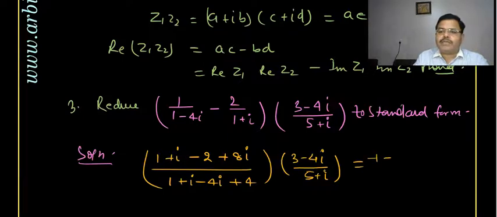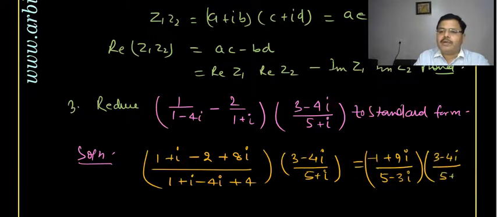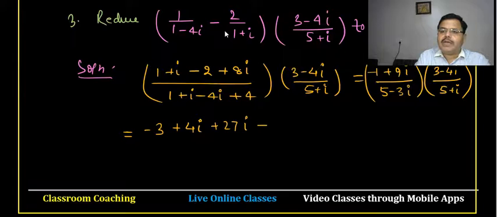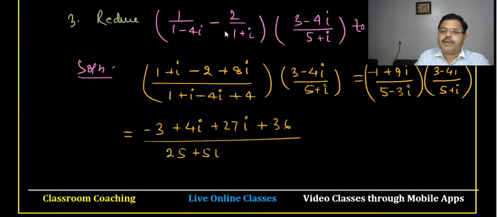1 minus 2 is minus 1, plus 9i, divided by 1 plus 4, 5 minus 3i, and multiply by the same thing, 3 minus 4i upon 5 plus i. So again we will multiply the same, and we will get it. The output will be minus 1 multiplied by 3 is minus 3, plus 4i; 9i multiplied by 3 is 27i, minus 9 times 4 is 36i squared, so it will be plus; divided by 5 times 5 is 25, plus 5i minus 15i, and minus 3i squared, that will be plus 3.